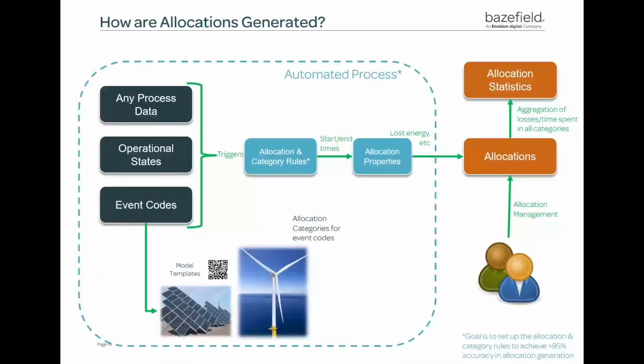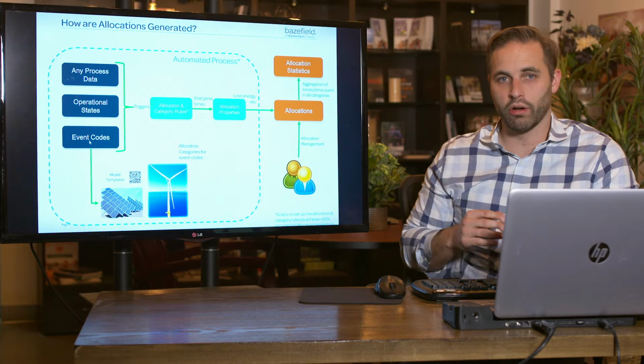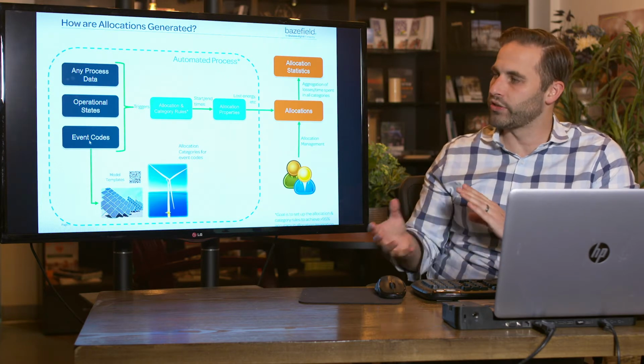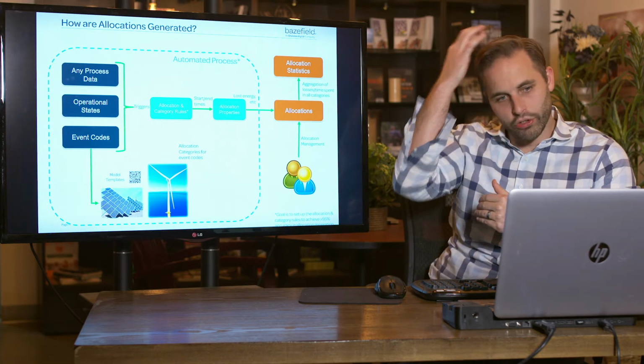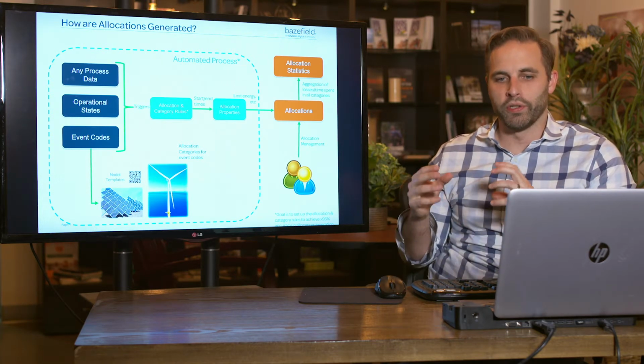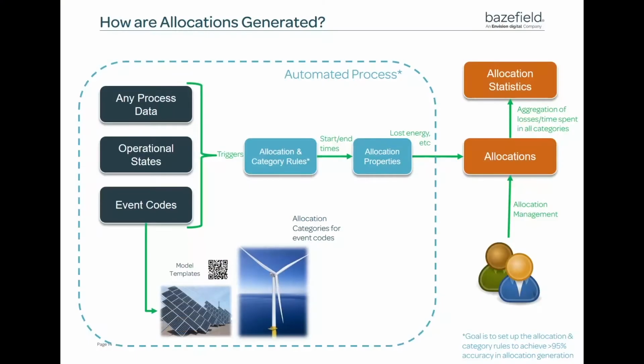So in terms of the automation of this process, it's shown here in this slide. The critical part to note about allocations is that allocations can be triggered by any event or any piece of data in the system. Typically, they're triggered when new alarms or new events come in on the asset, or if operation states change. But technically, any process data, any calculation you can configure to trigger the allocation to potentially change and update the categories of the said allocation. And we'll go over how you can make these different triggers.